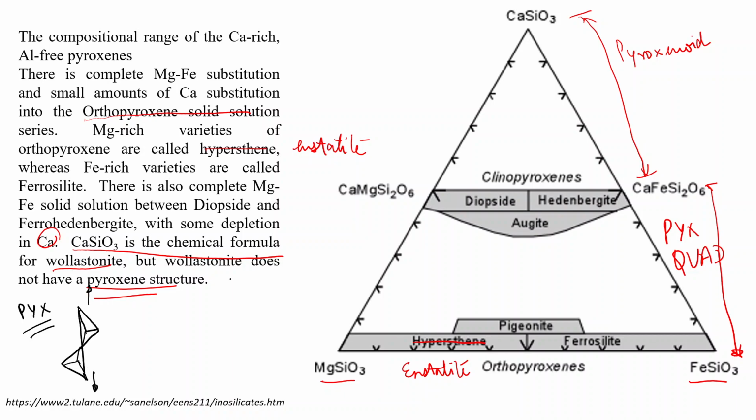But in case of wollastonite, the structure would be like this. So this is one tetrahedra, this is another tetrahedra, and this is the third tetrahedra this way. So this now becomes the repeating unit. This will be like this, and this will go here. So this is now the wollastonite. This extra tetrahedra that comes in makes the structure different from the pyroxenes, and thus it does not have the pyroxene structure even though it is an inosilicate.